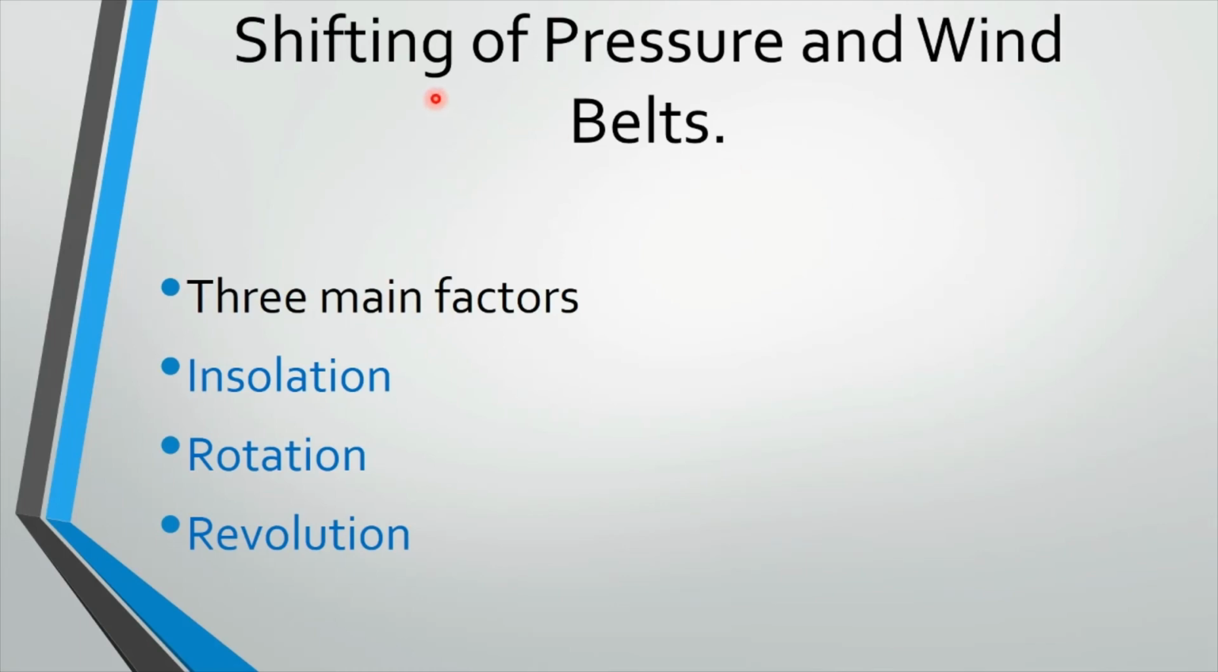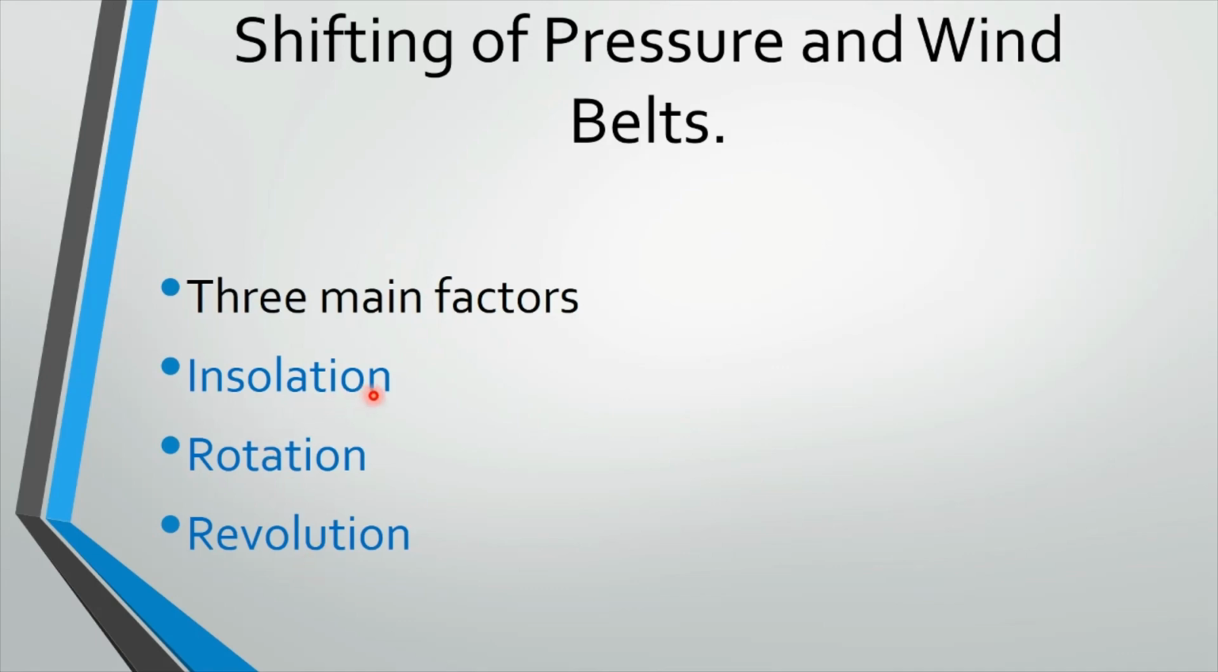Now a small topic about shifting of pressure and wind belts. Mainly there are three factors affecting the shifting. I told you seasonal wise, the belts go up or down, that means in the northern hemisphere they go towards the north side and the south side. And this is due to mainly three factors. First one is insolation, second rotation, and third one is revolution.